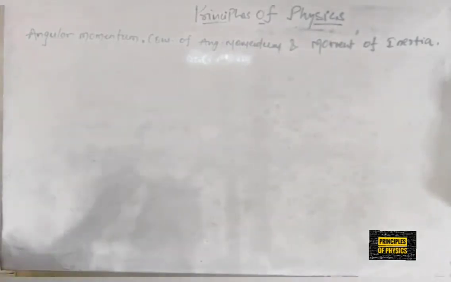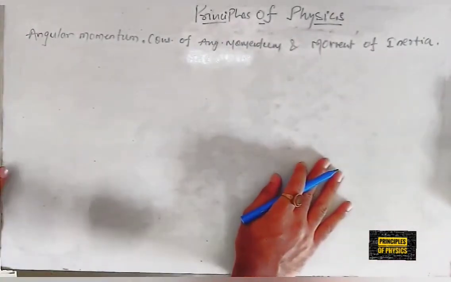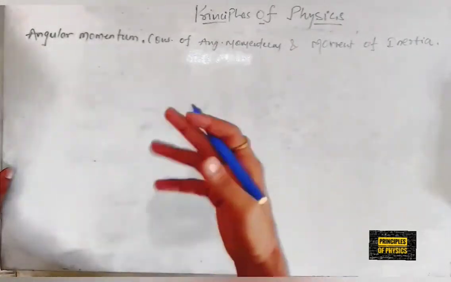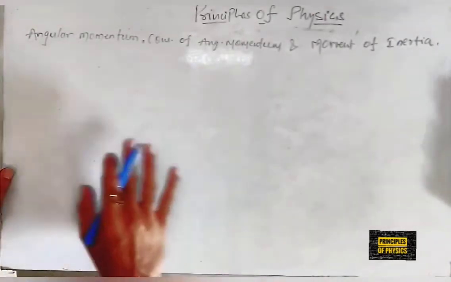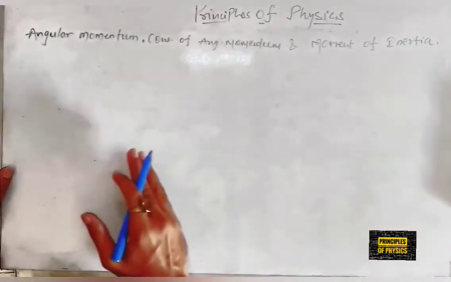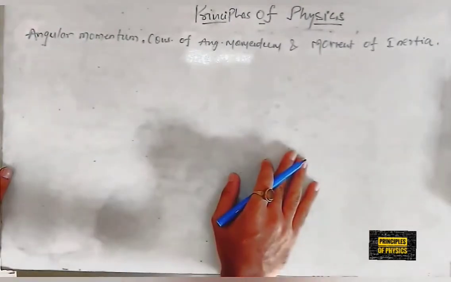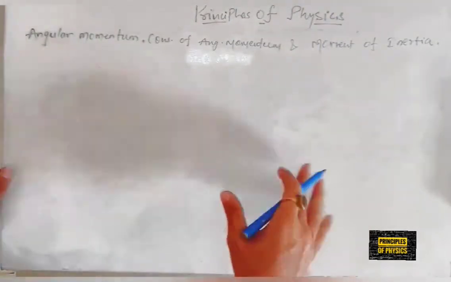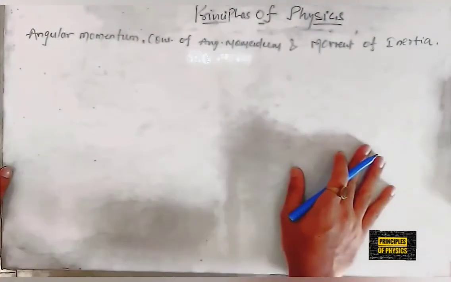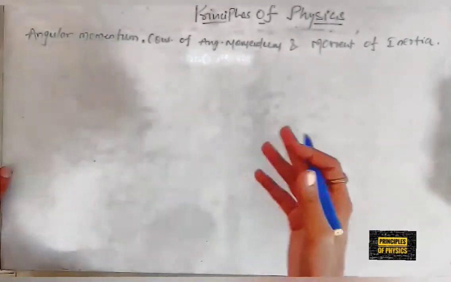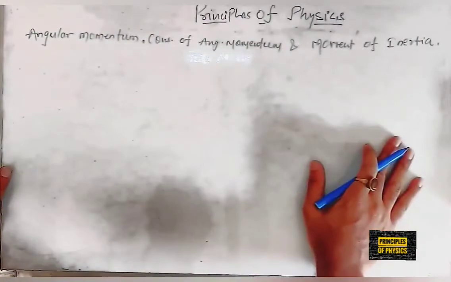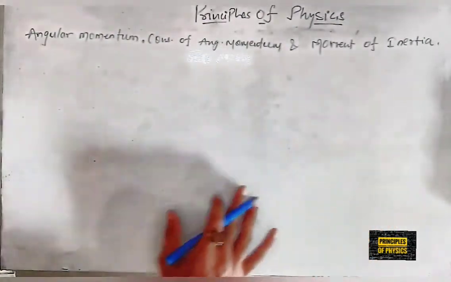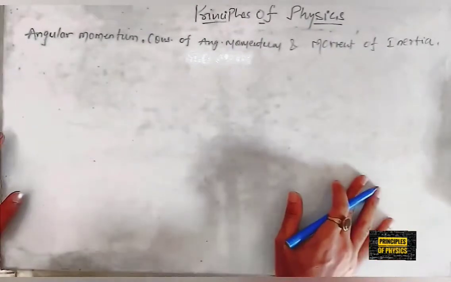Today's video is on angular momentum, conservation of angular momentum and moment of inertia. As we have studied linear momentum earlier, angular momentum is something different from linear momentum. It's very intuitive. We start from the difference between angular momentum and linear momentum. Then we will add how it is produced, what factors it depends upon, its direction, and some derivations on this.